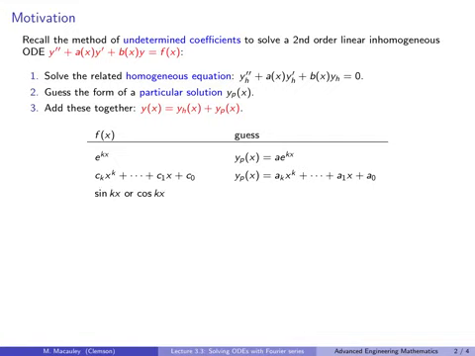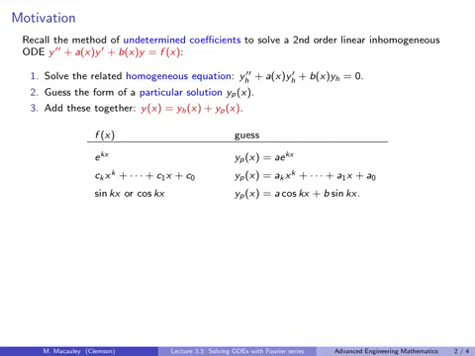Finally, if the forcing term was a sine or cosine wave, like sine of kx or cosine of kx, then we guess that there's a particular solution of the following form: a cosine of kx plus b sine of kx. Because if we plug this into the left-hand side, take derivatives and so forth, what we end up getting is some number of cosines and some number of sines, and the right-hand side, whether we have sine or cosine or some linear combination, is the same thing.